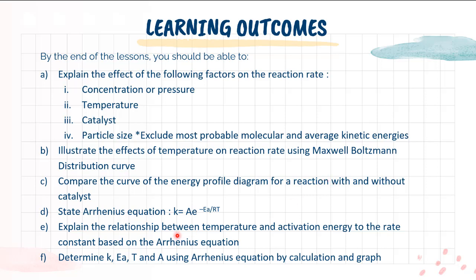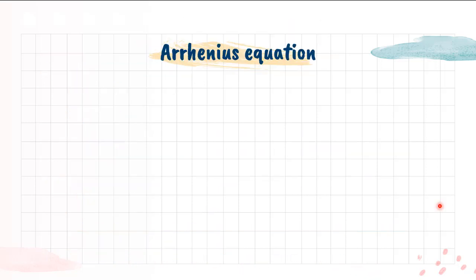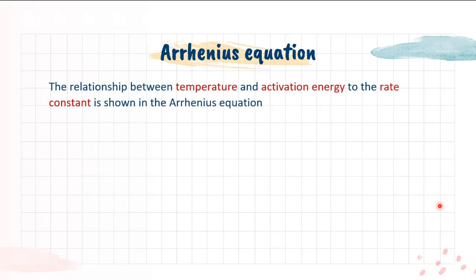At the end of the lesson, you should be able to state the Arrhenius equation, explain the relationship between temperature and activation energy to the rate constant based on the Arrhenius equation. Then determine the rate constant k, activation energy Ea, temperature, and the factor A using the Arrhenius equation by calculations and the graph.